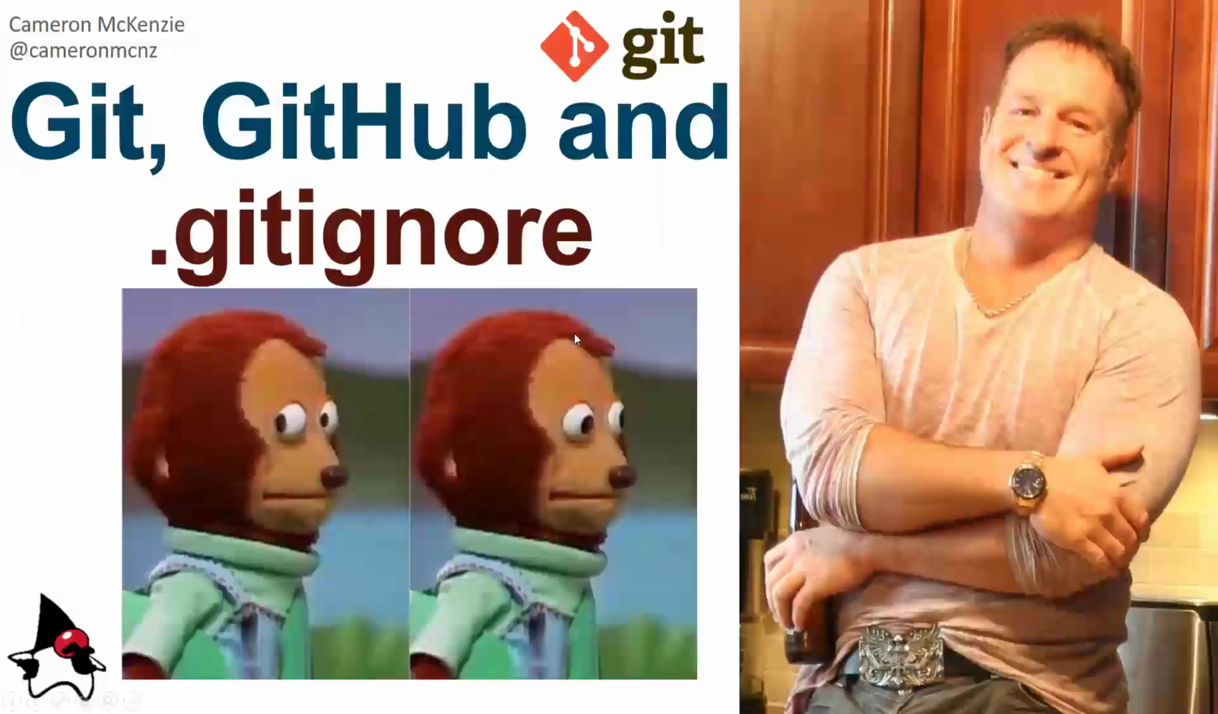And there you go. That is a quick overview of how Git and GitHub and the Git Ignore file all work together.